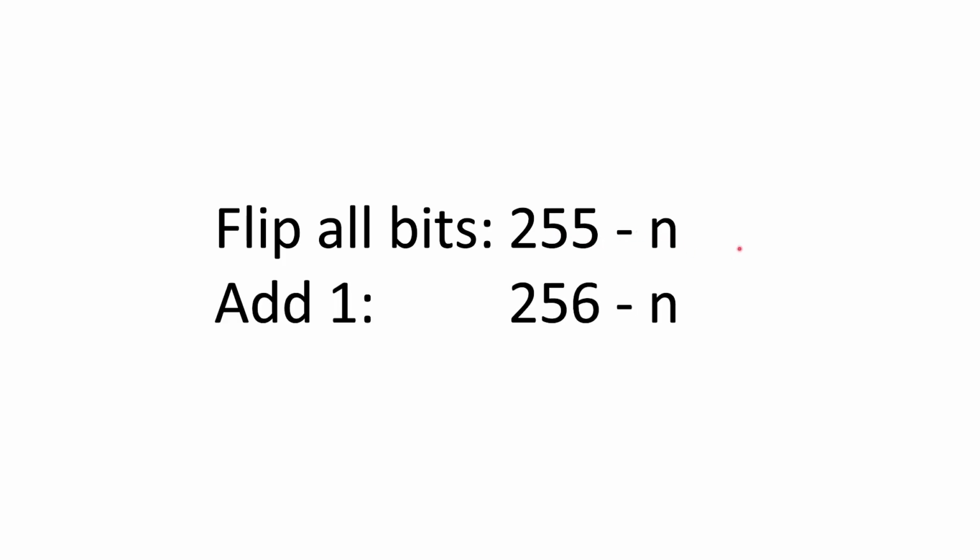So if 2's complement is about flipping all bits and then adding one, well, we've just seen that flipping all bits is the same as taking 255 minus that number. And then if we add one, that's effectively taking 256 minus that number. So here we see that 2's complement, those two steps, flip all bits, add one, is exactly the same as the modular arithmetic property of taking the modulus and then subtracting from that some number that you're trying to get the inverse of.